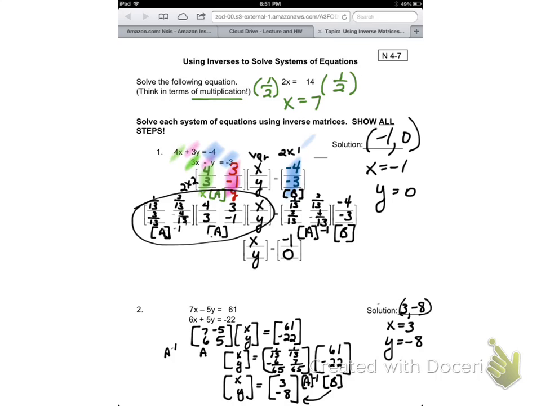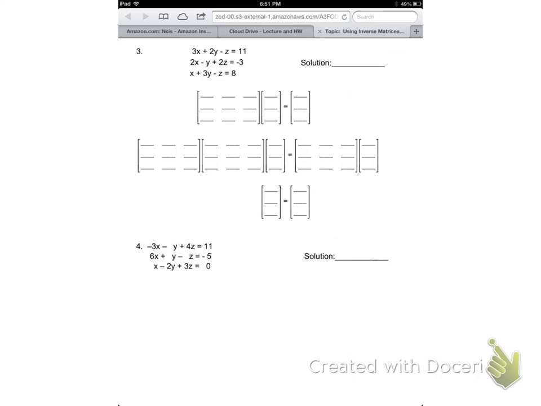And the next page we have 3-by-3 matrices, and those are going to be a little more challenging, but the process is the same. It's just that you have more numbers to enter, so you have more numbers to deal with.